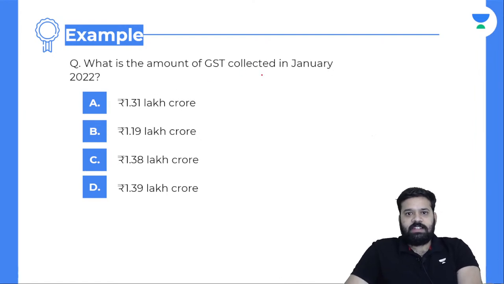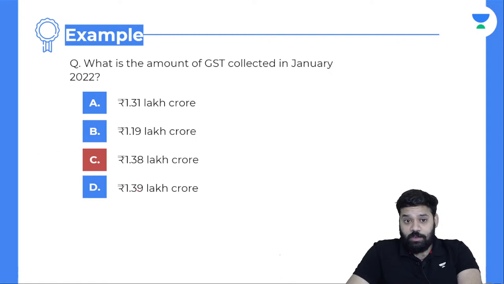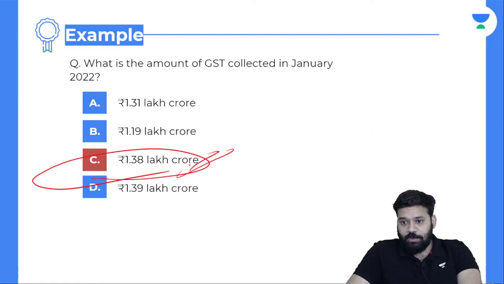So amount of GST collected in Jan 2022, it is 1.39 lakh crore. That is the right answer. Oh, sorry. It's not 1.39. It's 1.38 lakh crore. That's the right answer. It's not D, it is B.